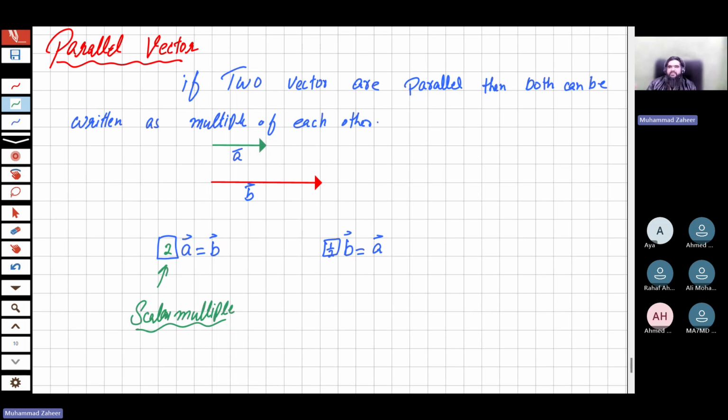Sometimes the examiner says that you have to prove that these vectors are parallel. So what we will do is try to write one vector as a multiple of the other one. If we are able to do it, then the vectors are parallel. If we are not able to write one vector as a multiple of the other, then these vectors are not parallel. For example, if we have 2b is equal to a, then a can be written as a multiple of the other one, so they are parallel.